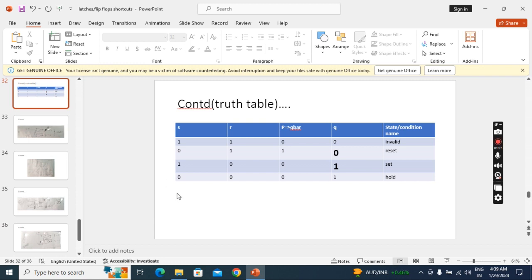When we compare NAND and NOR latches, when we apply 0 0 in NOR, it becomes hold, but in NAND it becomes invalid. And when we apply 1 1, NOR becomes invalid, but NAND becomes hold. When we apply S equal to 0, NAND becomes set, but NOR becomes reset. And NAND becomes reset when we apply S equal to 1, but NOR becomes set. These we have to observe. Okay, right.